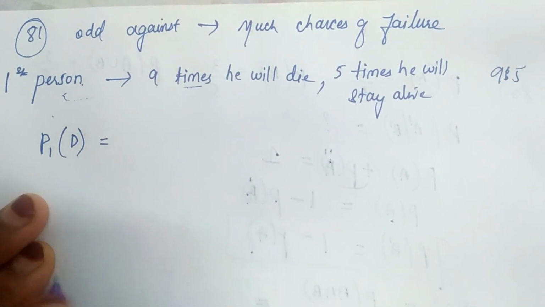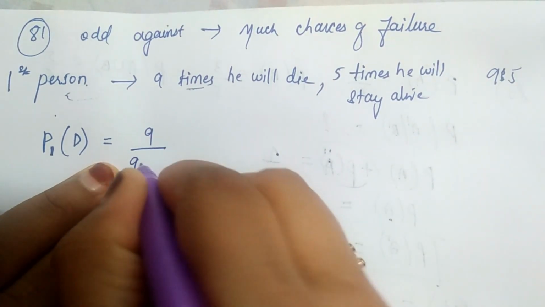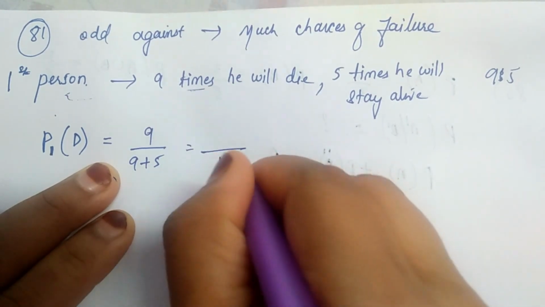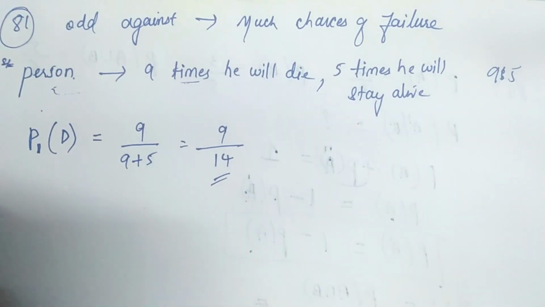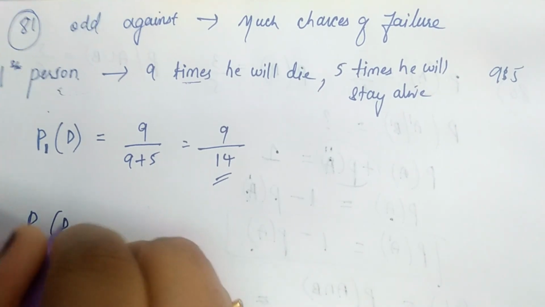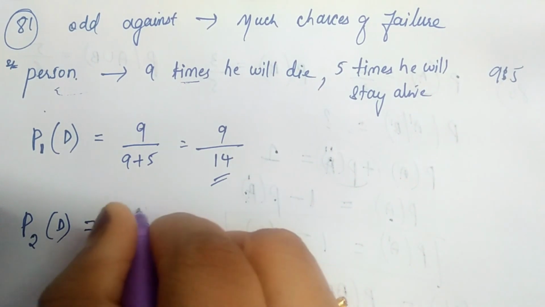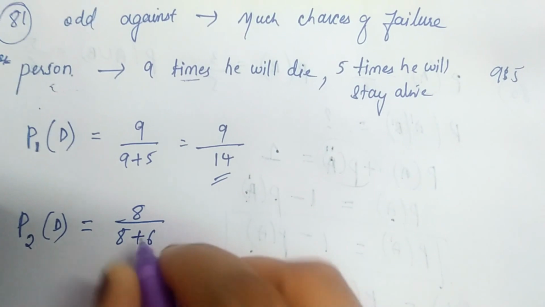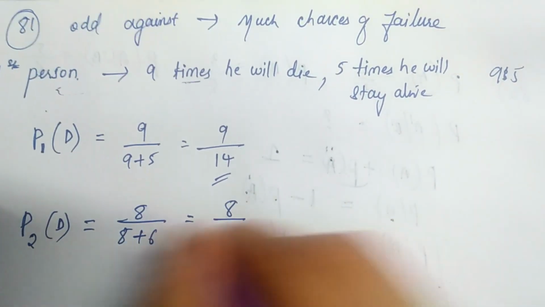So the probability of the first person dying is 9 divided by 9 plus 5. Overall outcomes are 9 plus 5, that is 14, and 9 is the favorable outcome of the first person dying. Next, the probability of the second person dying, because the chances against are more, is 8 divided by 8 plus 6, so overall outcomes are 14, and it is 8 divided by 14.